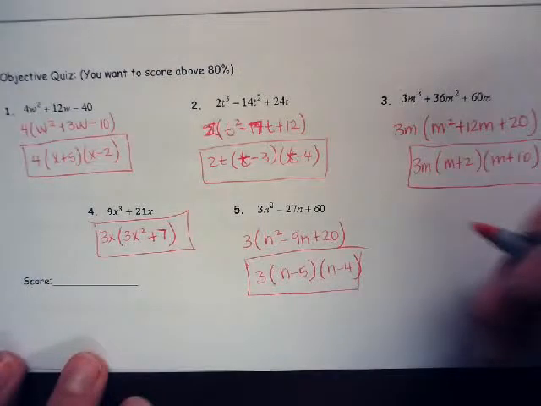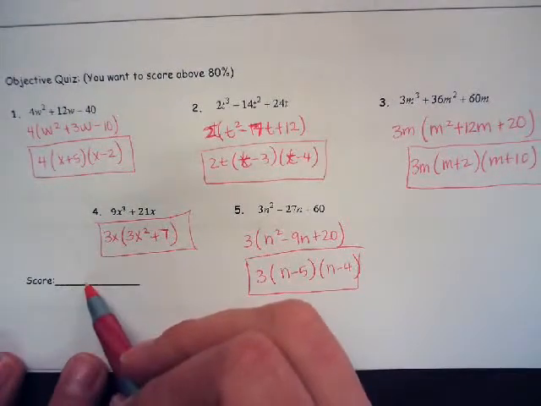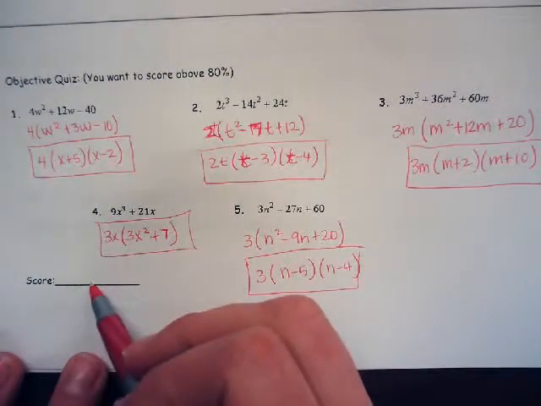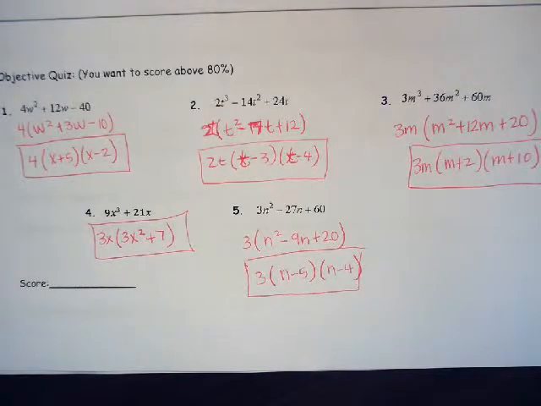So write your score. Of course, if you get all 5 right, you got 100. If you got 4 out of 5, you got 80. 3 would be 60, 2 would be 40, and 1 would be 20. And so you're shooting to get 80%. If you didn't get 80%, I would go back, watch a few more things on the video, make sure that you know what you did wrong so that you can fix it and ask your teacher.